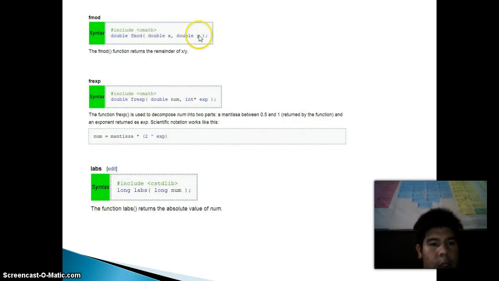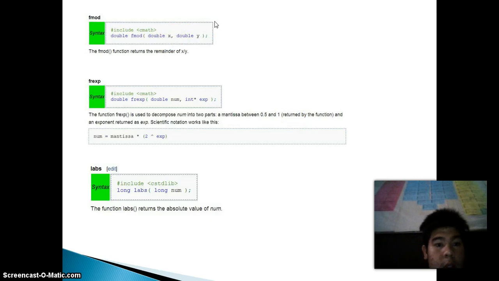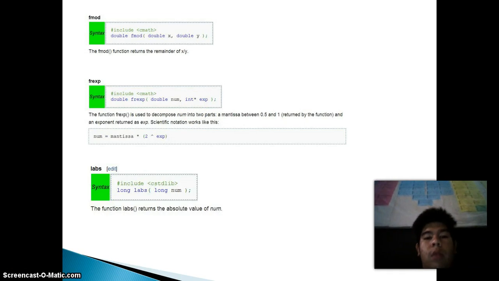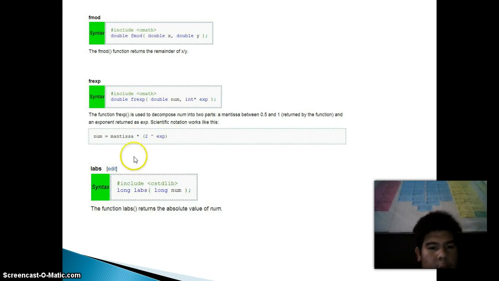The fmod. This is the syntax. The function returns the remainder of x over y. Next is frexp. This function is used to decompose num into two parts: the mantissa between 0.5 and 1, and the exponent returned as exp. Scientific notation works like this.